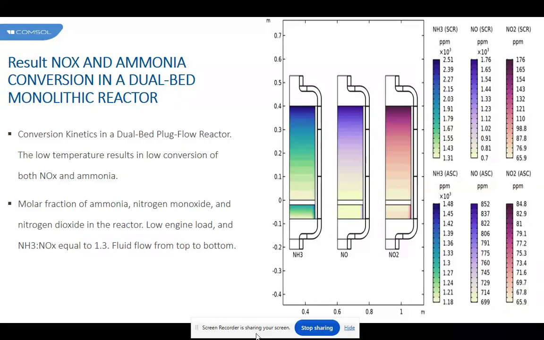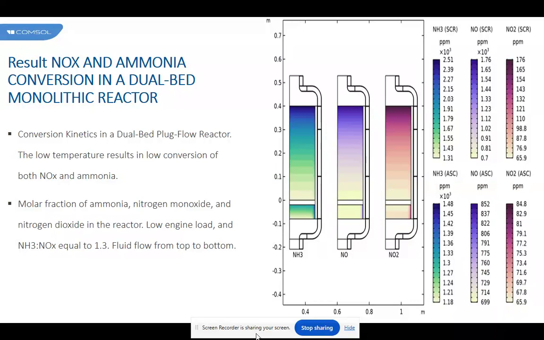Model definition. The single channel model in "Analysis of NOx and Ammonia Conversion Kinetics in a Dual Bed Plug Flow Reactor" shows that temperature plays a central role in affecting the optimal dosing of NH3. Because the temperature distribution is sure to vary from channel to channel in a monolith reactor, a space-dependent model is called for.